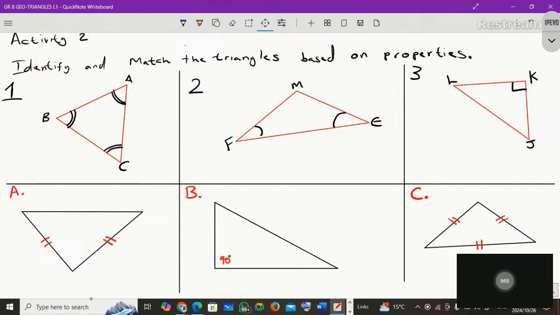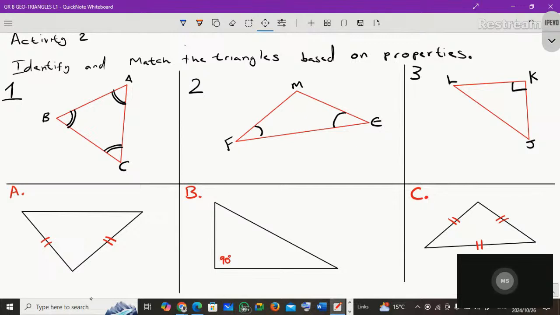Now let's go back to the exercise. Now we are saying here, identify and match the triangles based on the properties that you are seeing. Okay, now we have triangle number 1. We have to match the top triangles, the red triangles, with the black triangles. I hope it makes sense.